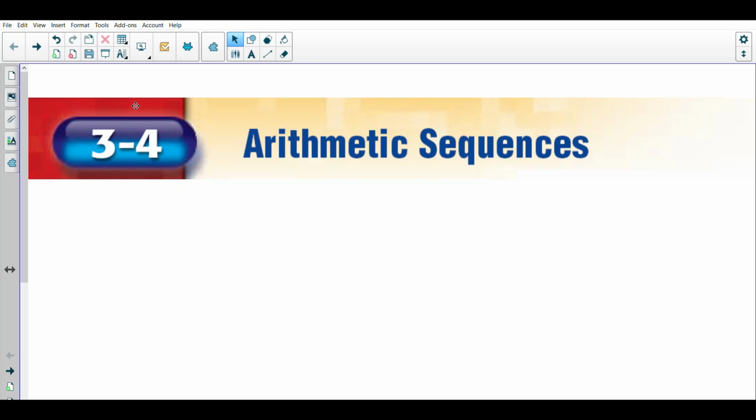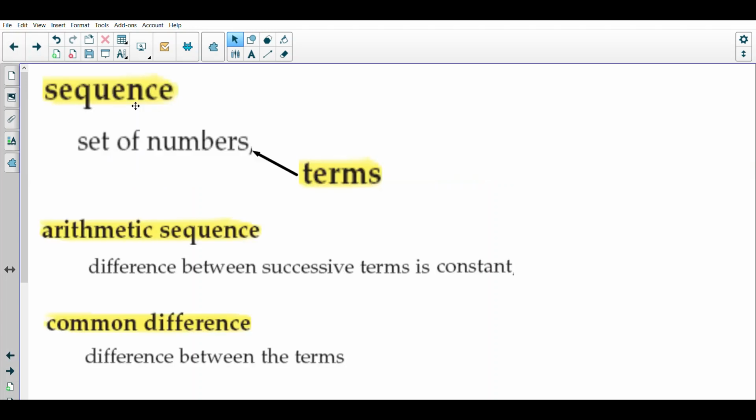In today's lesson, we're going to look at section 3-4, arithmetic sequences. To get started, a sequence is just a set of numbers. Every number is what we call a term of the sequence. When we talk about arithmetic sequences, this is when the difference between successive terms is constant. And that constant difference is called the common difference.